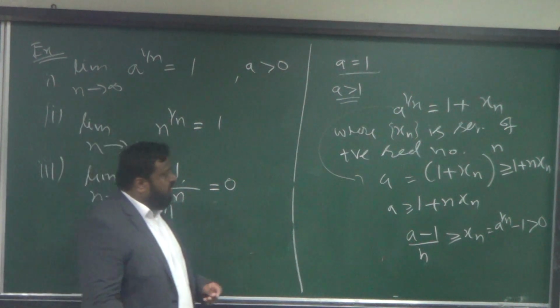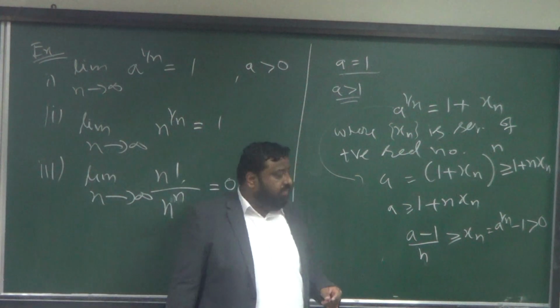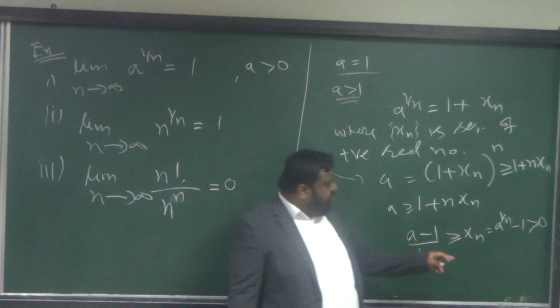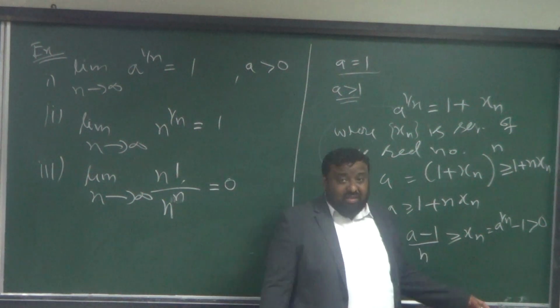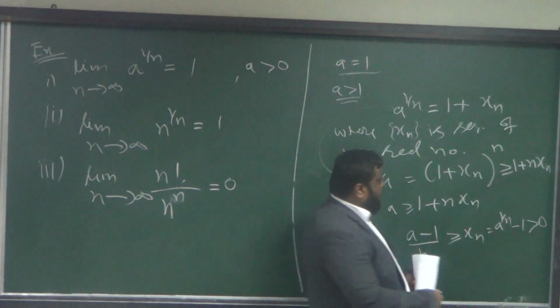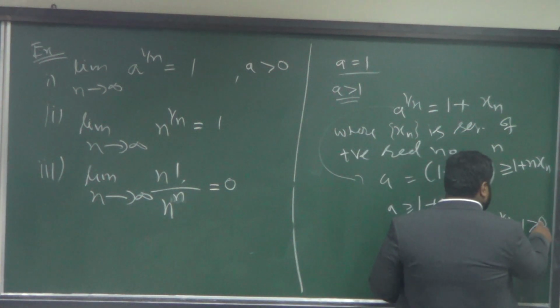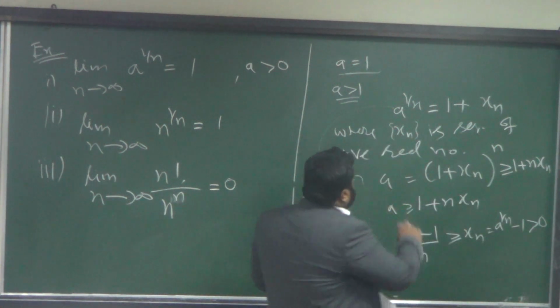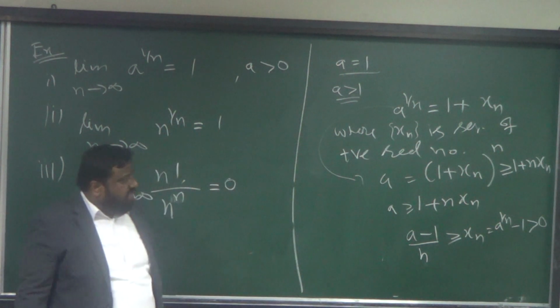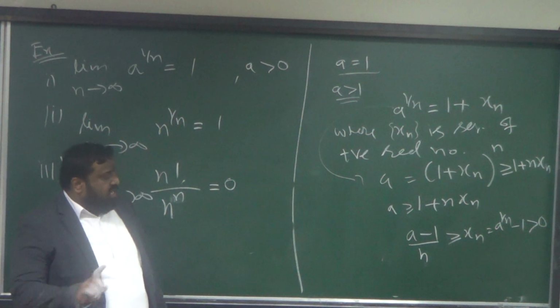Now, think about it. Is equality also possible, greater than or equal to 0? No, no, no. A is strictly positive. It is greater than 1. Now just think about it.